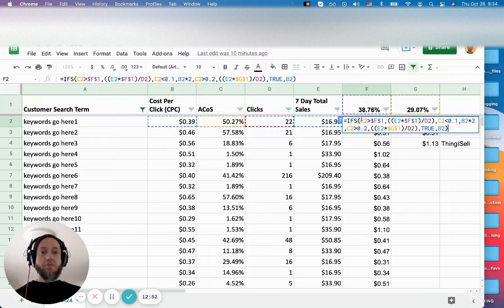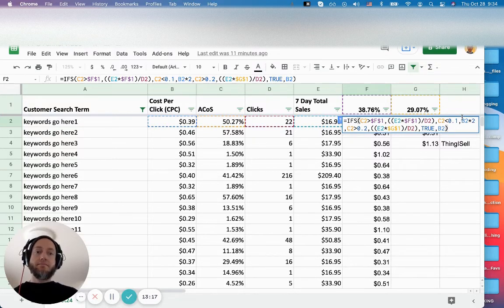Okay, so if this is true, if the ACOS is higher than break-even, then it's going to set it to the break-even. If that's not true, then it moves down to the next rule set here. So if the ACOS is less than 10%, then it's just going to double it, right?